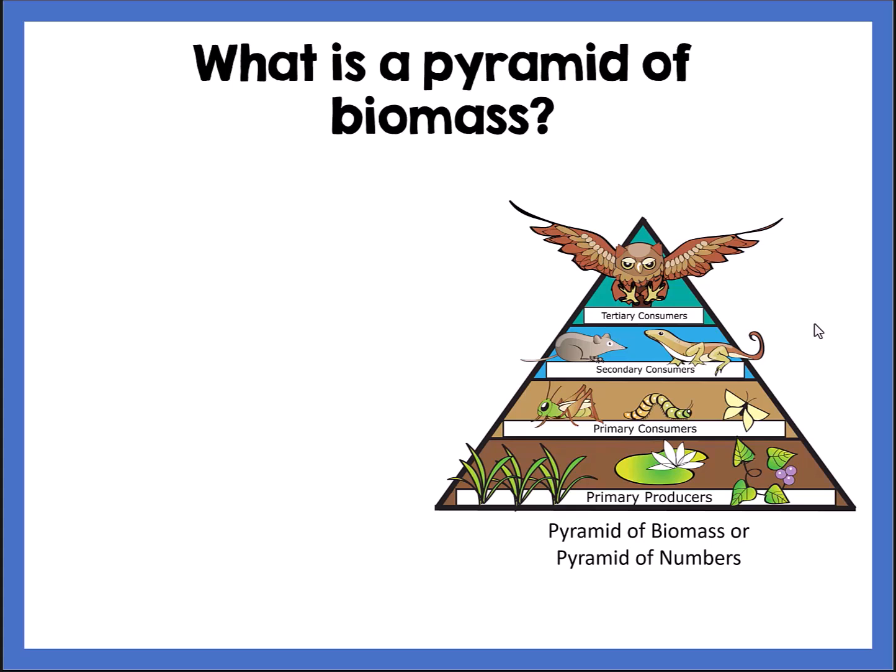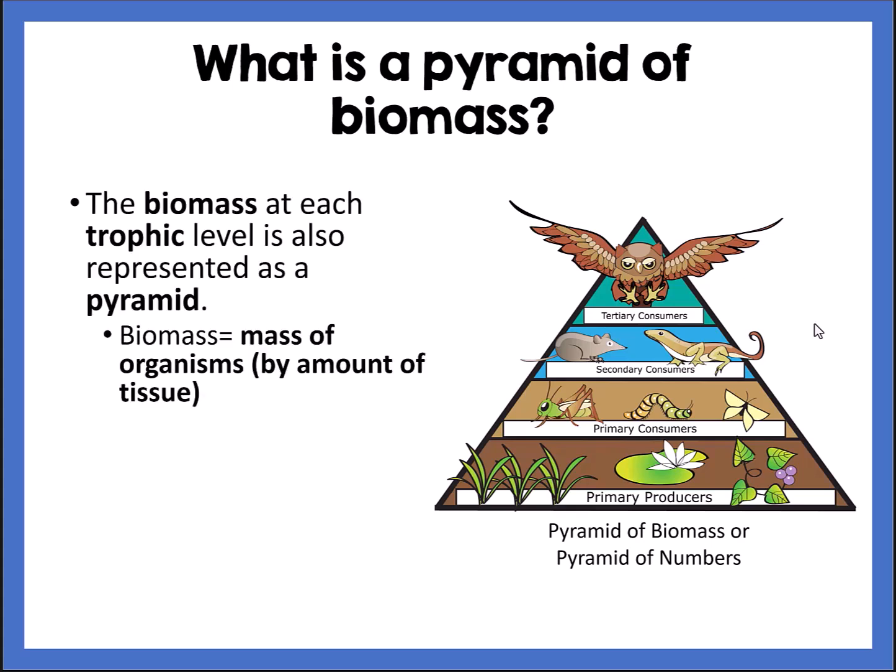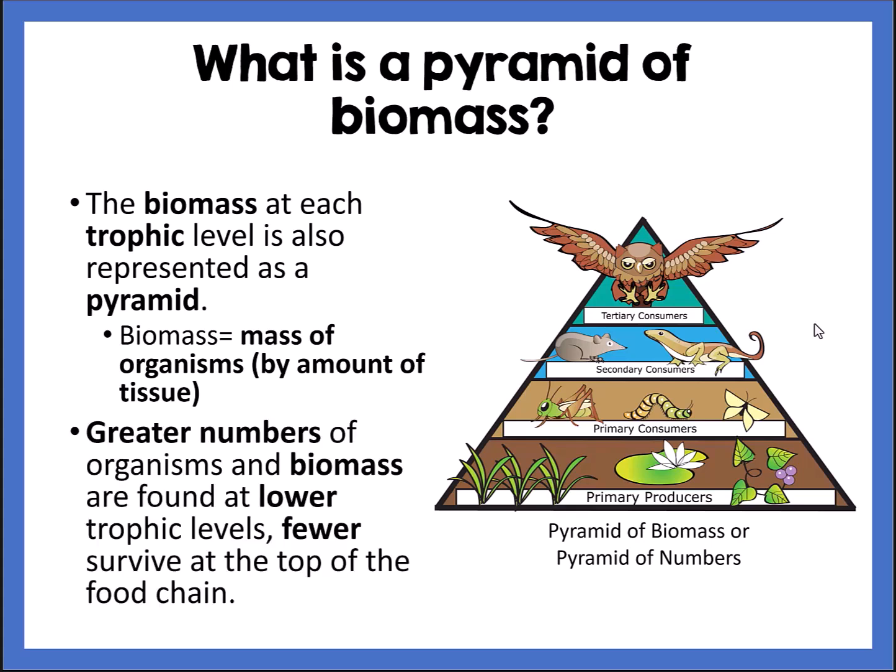So that's one type of pyramid that we'll see as organisms interact in a predatory way. Another is called a pyramid of biomass. The biomass at each trophic level is also represented as a pyramid. Biomass is the mass of organisms simply by the amount of body tissue that they have. And greater numbers of organisms and biomass are found at lower trophic levels, and fewer organisms are able to survive at the top of the food chain.